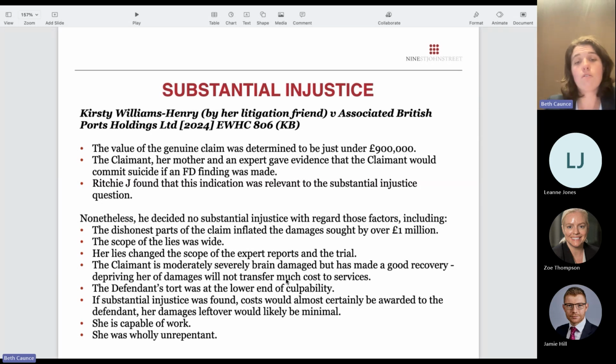Some of the reasons are given at the bottom of the slide. The level of the inflation of the claim by over £1 million, the scope of the lies, that the claimant was unwell, but actually had made a good recovery, and so depriving her of damages was not expected to burden the state to any particular extent. The defendant's tort was at the lower end of culpability, and she was capable of work.